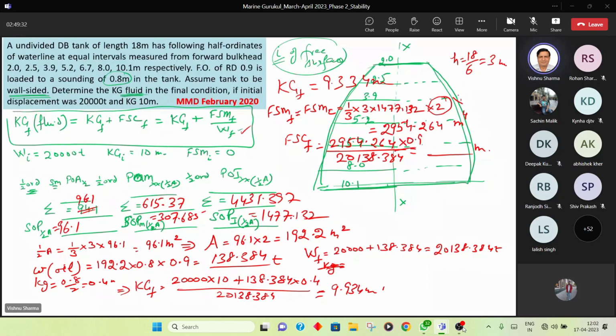Complete the step up. FSM will be 0.9 also. So what will be this value? Correct this value then. 2658.837. 2605.838 ton meters now. Okay.